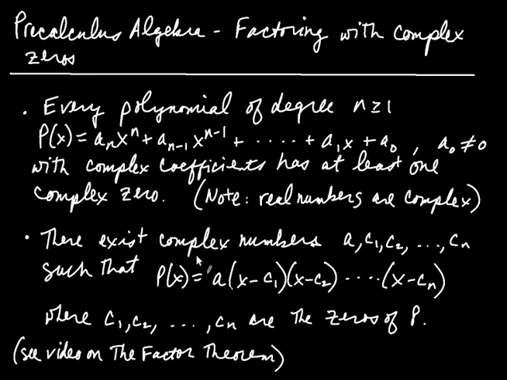Okay, and then the second result that we're interested in is this, and this is the main result. There exist complex numbers a, c1, c2 to cn, such that any polynomial can be written in this form. A is a constant, it's just a complex number. And then you have x, which is just x to the first power, take away a complex number c1, x take away another complex number, all the way down to x take away an nth complex number, c sub n, where the c1 through cn's are the zeros of the polynomial, okay?